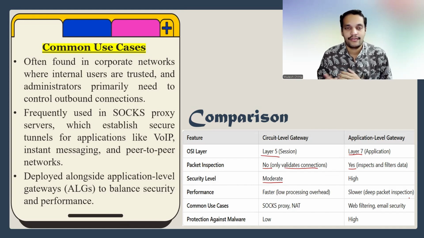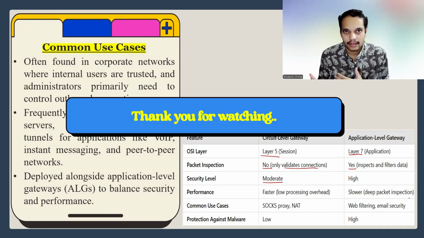So in the next video, I'm going to introduce firewall basing, where we will be discussing bastion host, host based firewall, and personal firewalls.